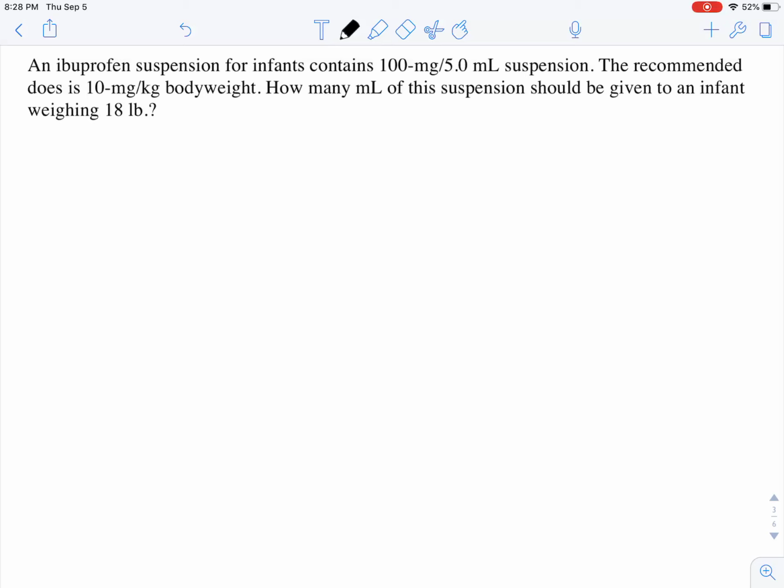An ibuprofen suspension for infants contains 100 milligrams per 5 milliliter suspension. The recommended dose is 10 milligrams per kilogram body weight. How many milliliters of this suspension should be given to an infant weighing 18 pounds?